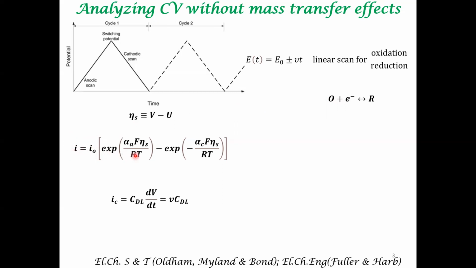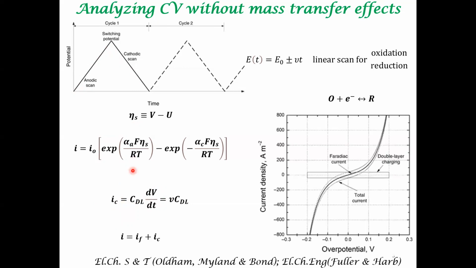In addition to this Faraday current, there is also capacitive current. Why? Because capacitive current is given by capacitance, which is assumed to be independent of potential in this case, and then we have dV by dt, because that's a time varying potential scan. So from this, we know the capacitive current. Putting these two together, we get the overall current of the system, and it would appear something like this. So this is just a straightforward map of these two equations.